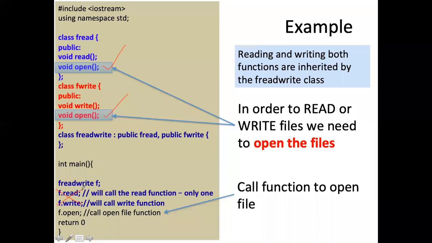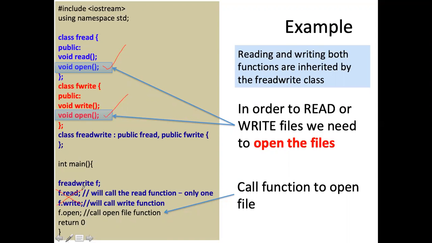One instance of open has been inherited from fread. So if I want to call the open function that I wrote in fread, I have to explicitly tell the system which open function I intend to call. Am I going to call the open function of fread, or the open function of fwrite?